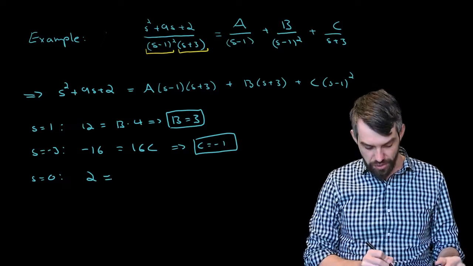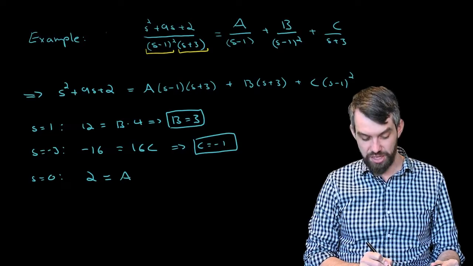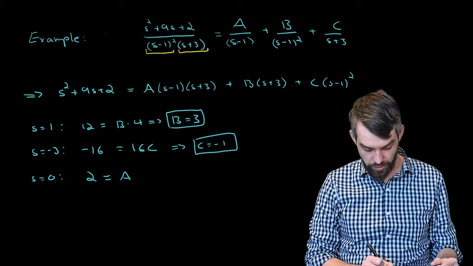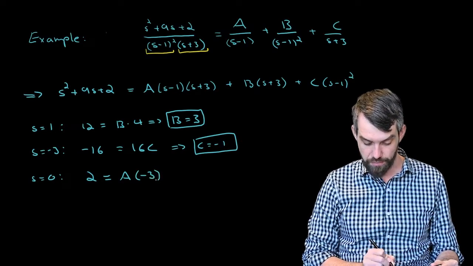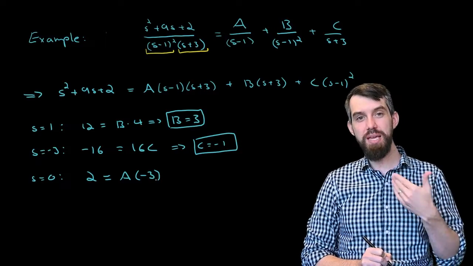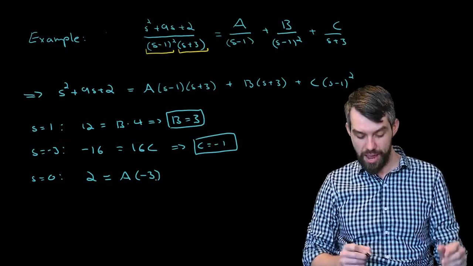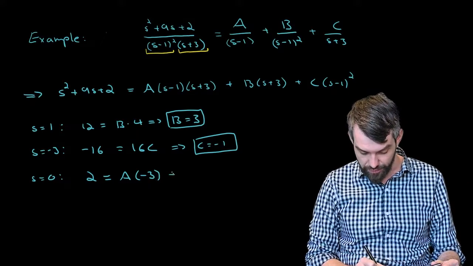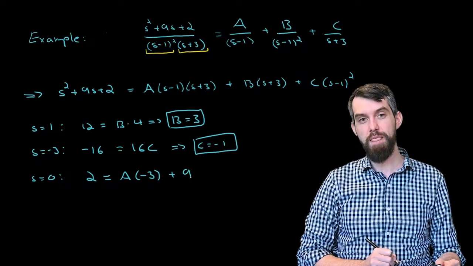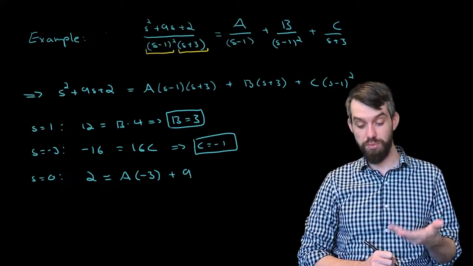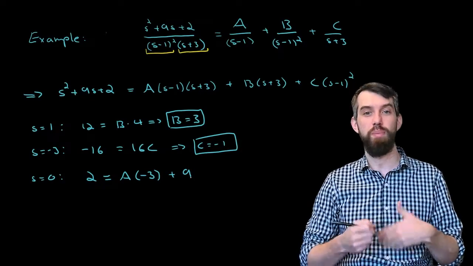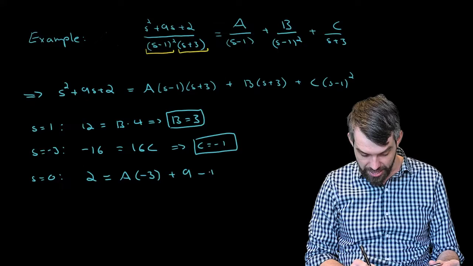For my a term, this is going to give me a, and then it's going to be multiplied by a minus 1 times a 3, so multiplied by a minus 3. For the b term, I'm going to remind us that b was equal to 3, so I multiply that times 0 plus 3, so that's going to give me a plus 9. And then for the c term, we decided that c was minus 1, and then multiplied by minus 1 squared is going to give me a minus 1.